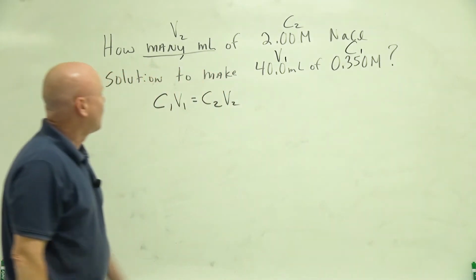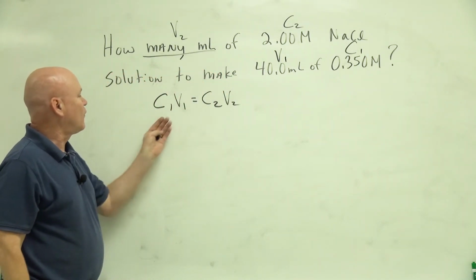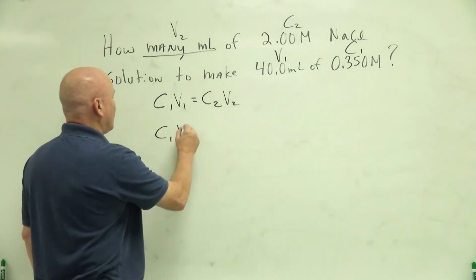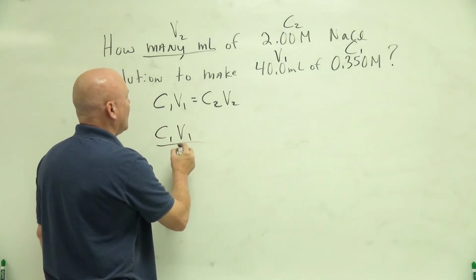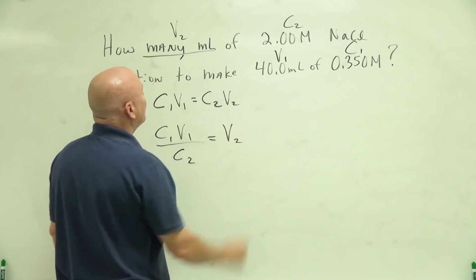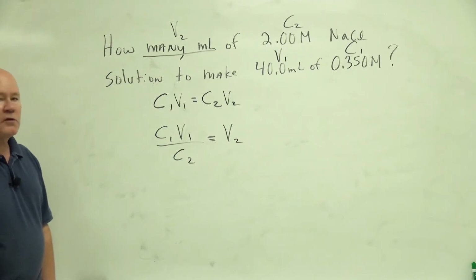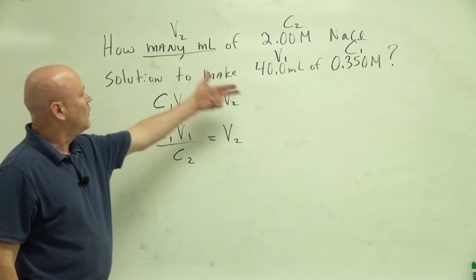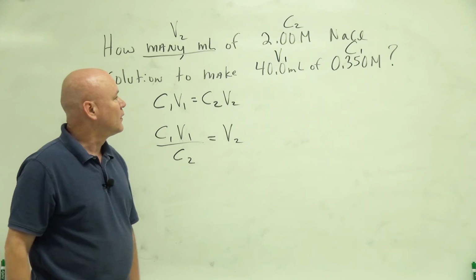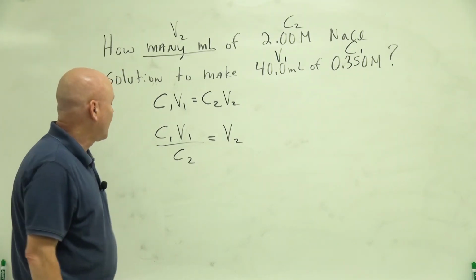So what am I looking for? I'm looking for V2. And so I'm going to divide both sides by C2 to get C1 V1 over C2 equals V2, which is what I'm looking for. Now, don't have to change any of the units. Leave it in milliliters. If it was in liters, we'd leave it in liters. Just needs to be in molarity or percent, actually.